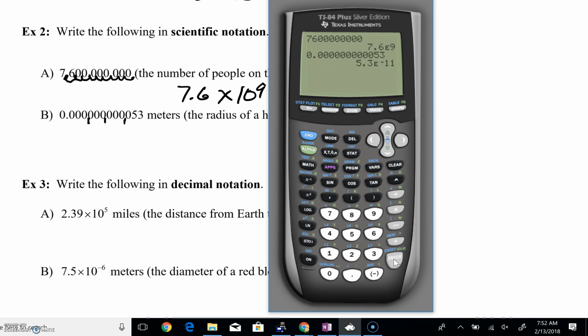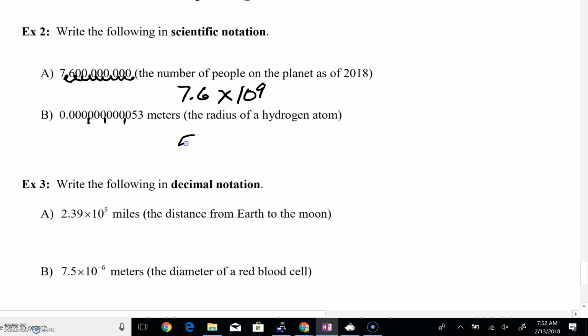And then you'll get 5.3 times 10 to the -11th. The fact that you're seeing a negative exponent means it's very small. Okay? Now, could you have done this by hand? Of course. You can just count the number of spaces.